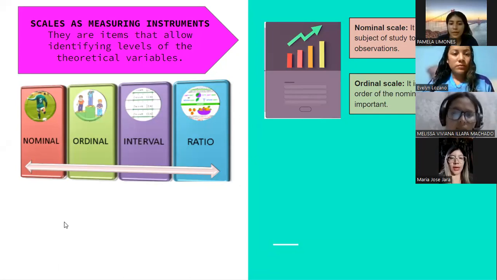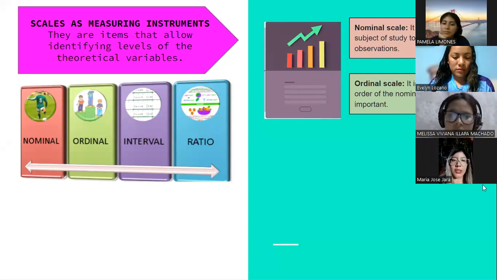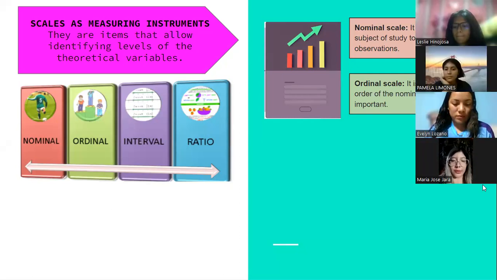Now, okay, here we have scales and measurement instruments. They are measurement instruments that help identify the different levels of theoretical variables that are not easily observable, which are nominal, ordinal, interval, and ratio.